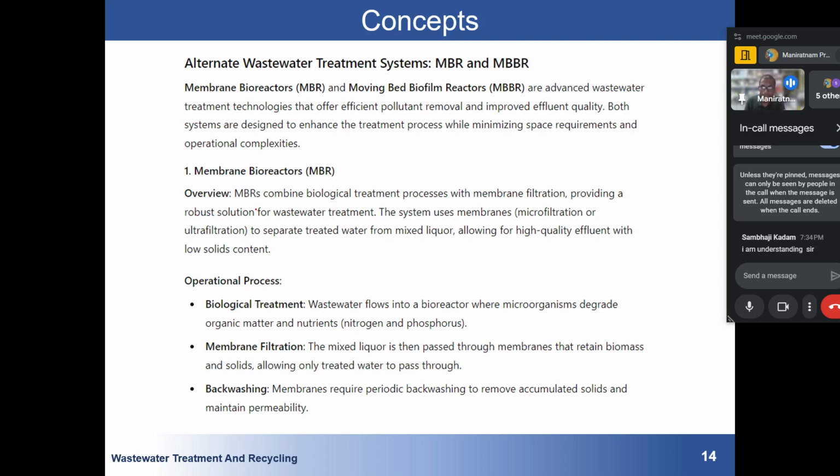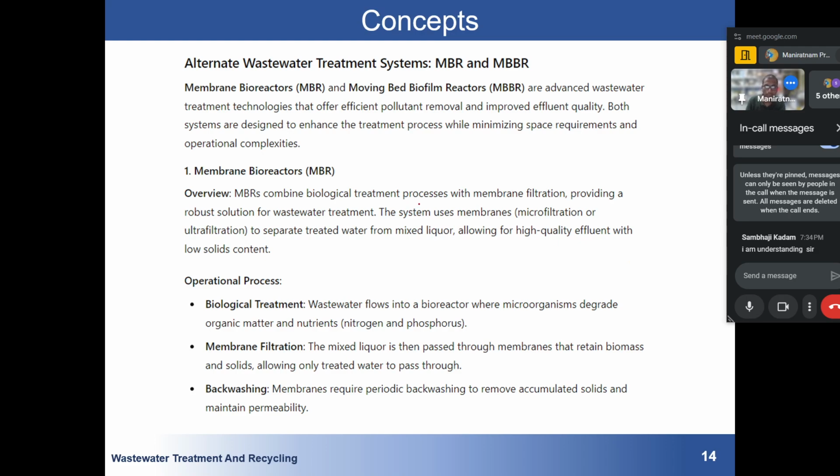So MBR combines a biological treatment process with membrane filtration, providing a robust solution for wastewater. This system uses membranes to separate the treated water from the mixed liquor, allowing for high quality effluent with low solid contents. Okay, now what will happen? See, this mixed liquor is a mixture of organic matter and water and all this. Okay, allowing for high quality effluent with low solid content.